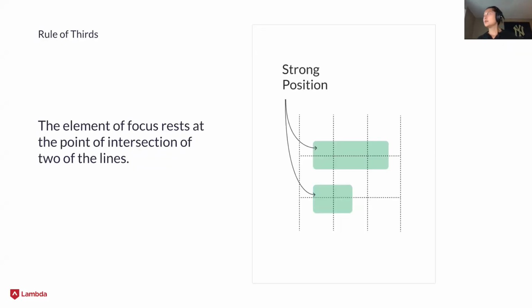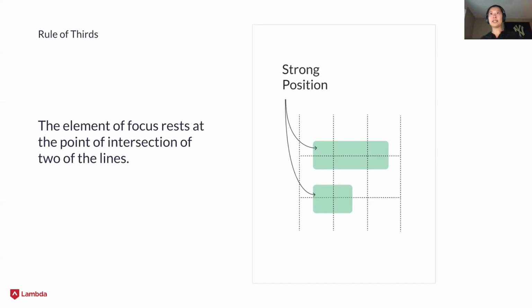All right, next we have our rule of thirds. The rule of thirds is used to add interest to a composition and is simple to remember and powerful in its use. The rule of thirds just means that if you were to divide your page or screen by 2 vertical, evenly spaced lines and 2 horizontal, evenly spaced lines, you would place your element of focus at the point of intersection of 2 of the lines.